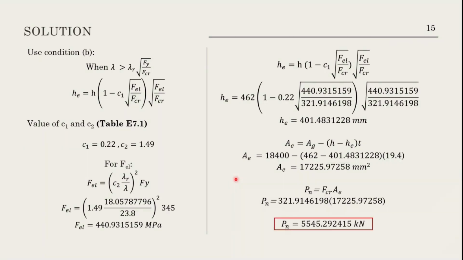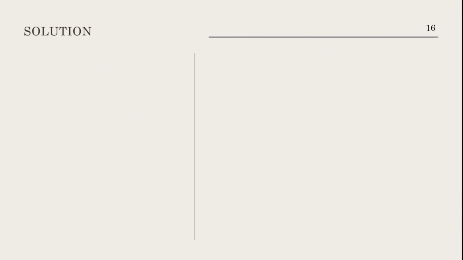But we're not yet done. This is for the flexural buckling. So we still have to compute for the nominal strength for the limit state flexural torsional buckling. Okay, so next. We're done with flexural buckling. So we also have to compute for the nominal compressive strength based on flexural torsional buckling.